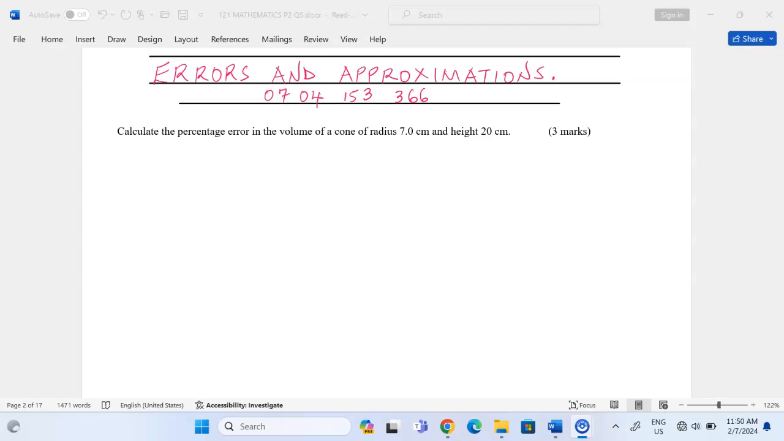We're going to discuss errors and approximations. We are told to calculate the percentage error in the volume of a cone of radius 7.0 centimeters and height 20 centimeters.